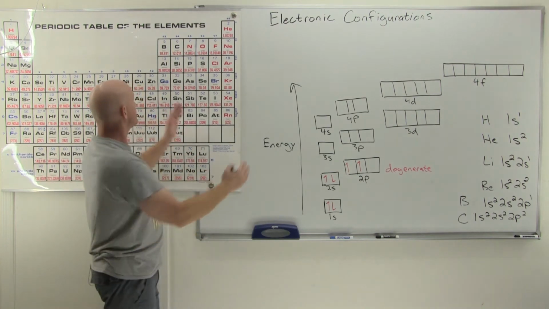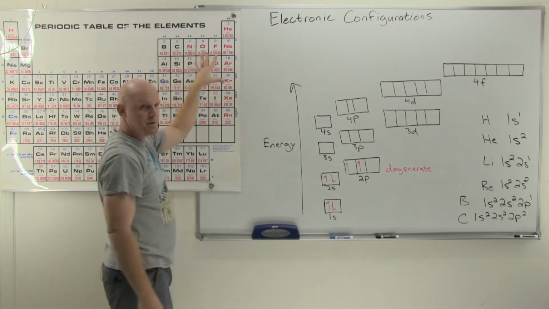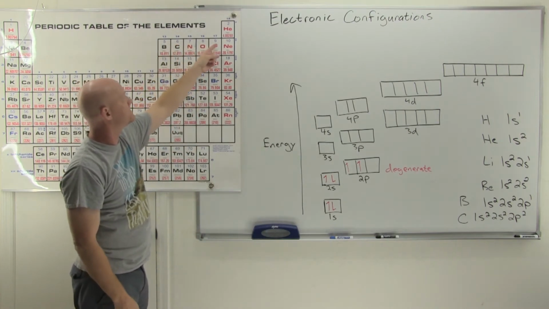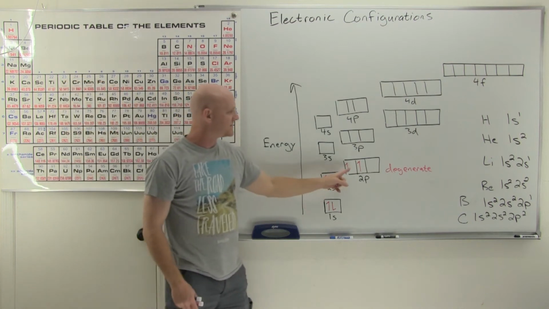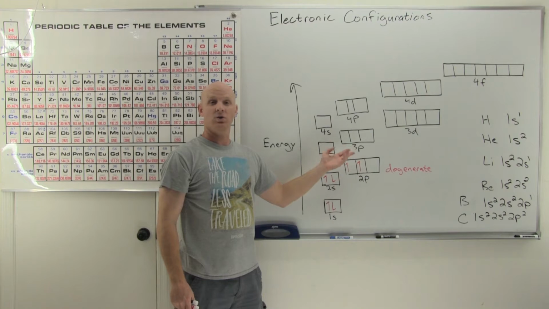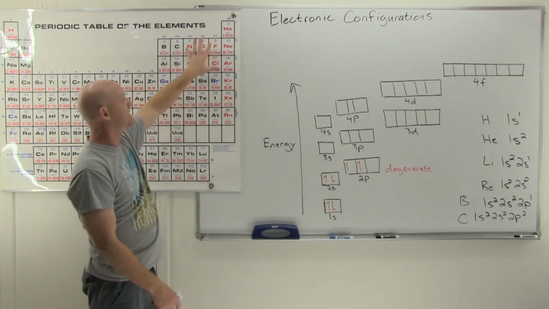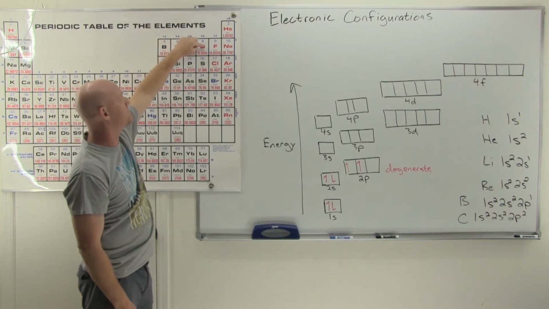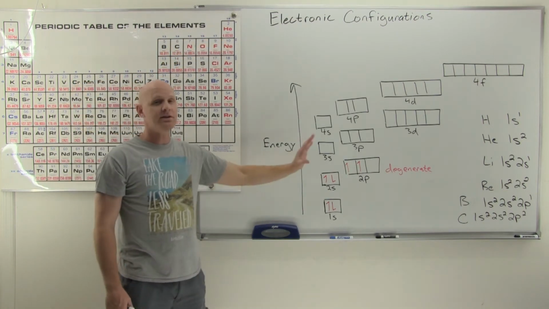Now, this section right over here we call the P block. In that P block, there are 1, 2, 3, 4, 5, 6 columns, and those 6 columns represent the 6 electrons that can be held in the P orbitals. There are 3 P orbitals that can hold 2 electrons each for a grand total of 6 electrons, hence 6 columns. And it'd be P1, P2, P3, P4, P5, P6, which is what you see at the end of the electron configuration.